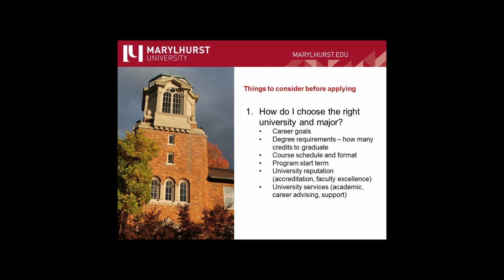Another area to look at is when does the program start? A lot of universities like Marylhurst offer four start times a year. So you can start winter, spring, summer, or fall. Some universities only start in the fall term. So really look at your degree and when you're able to start next, so you have a timeline of how soon you're going to need to get your application materials together.